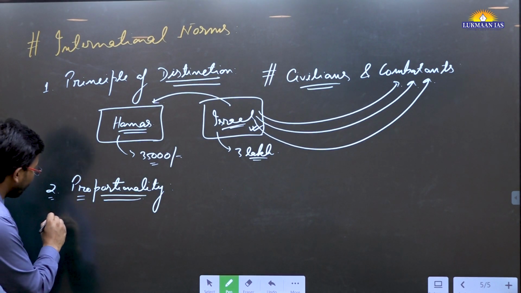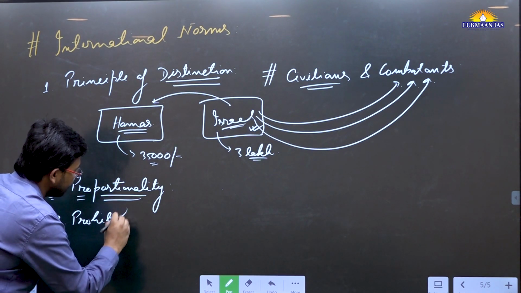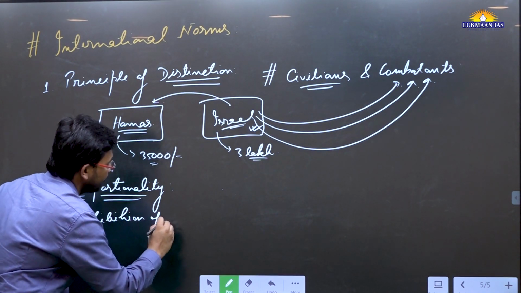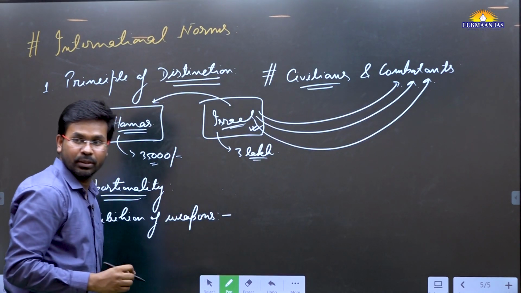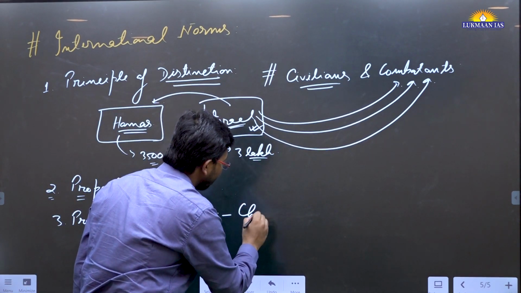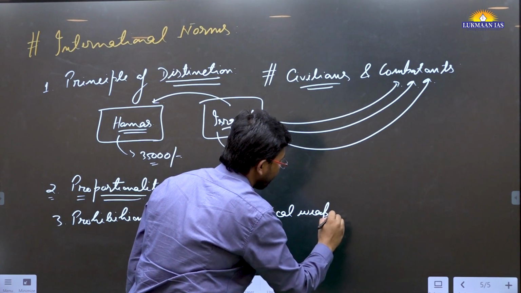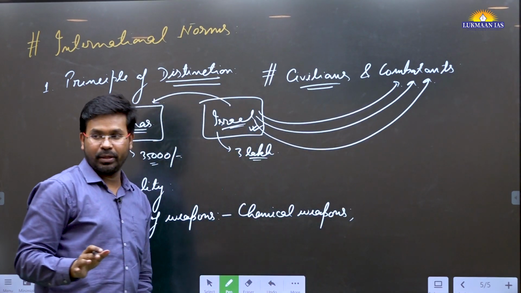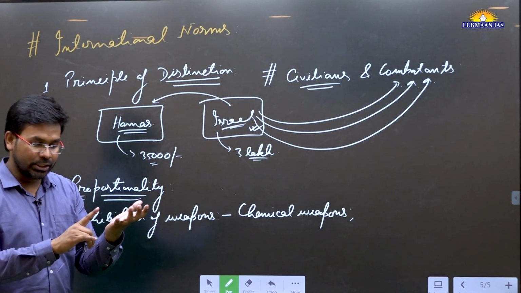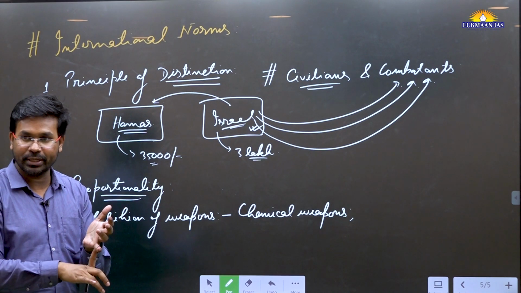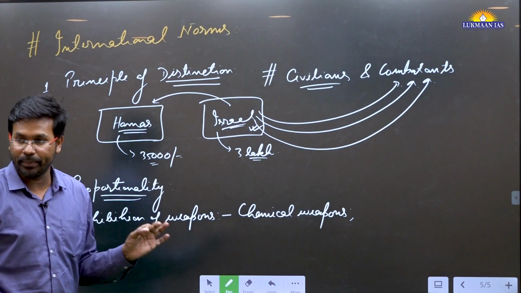In warfare, I'm going to discuss the most important principles. This is known as prohibition of certain types of weapons. What are those types of weapons? One type of weapon is chemical weapons. Chemical weapons are prohibited from the world. There is a Chemical Weapons Convention of 1925. It says storage, making, proliferation, transfer of chemical weapons is totally prohibited.